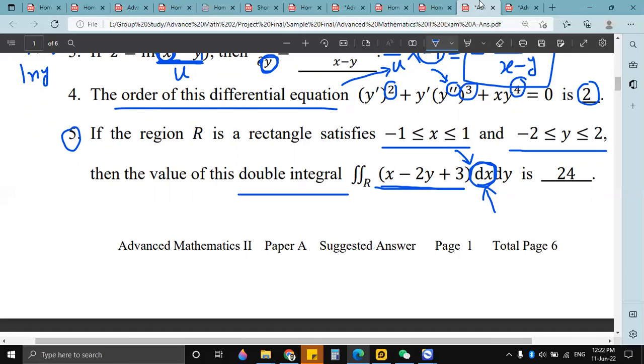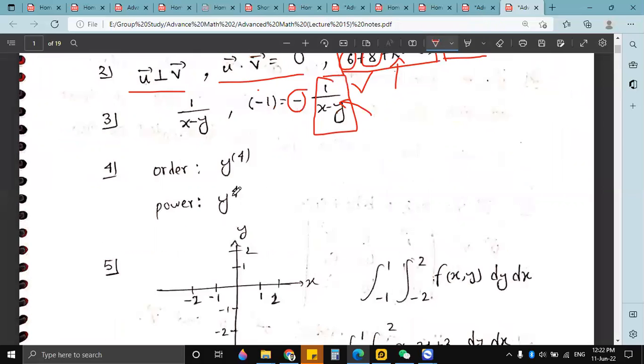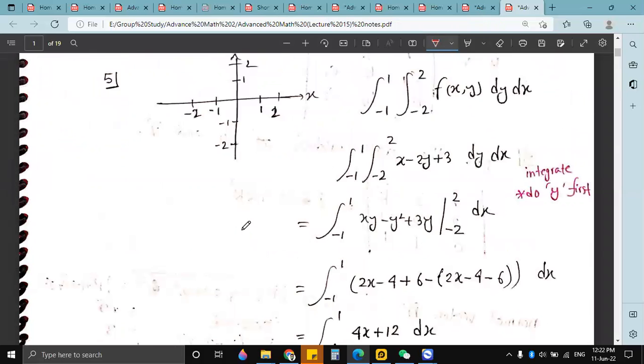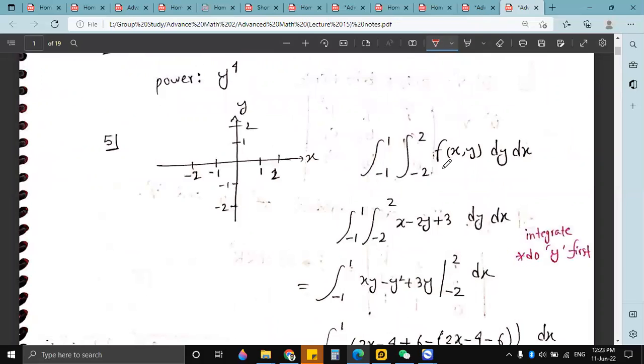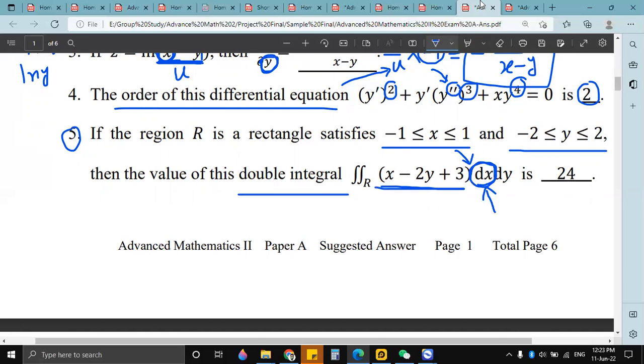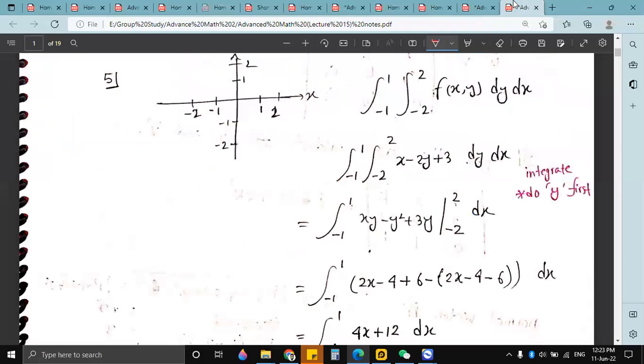So let me show you the answer here. As you see here, I have written down this one: x minus 2y plus 3. Okay, so how do I get minus 1, 1 and minus 2, 2?